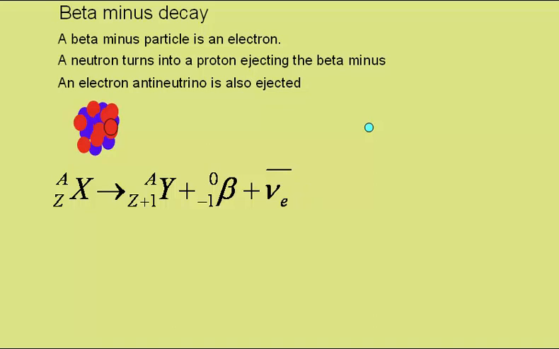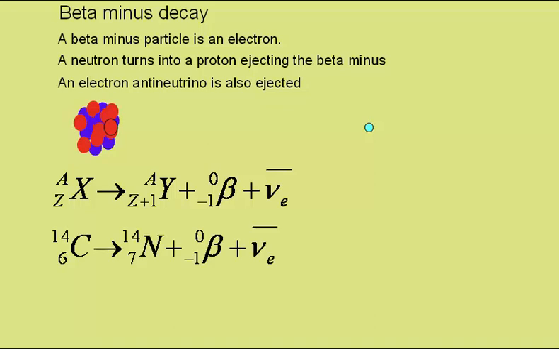For a real element that undergoes beta minus decay, I've taken carbon-14 with a proton number of 6 and nucleon number of 14. It has 8 neutrons, 14 minus 6. If one of the neutrons turns into a proton, we will go to 7 protons, making it now nitrogen. The nucleon number stays the same. We again have the beta minus particle and the electron anti-neutrino.